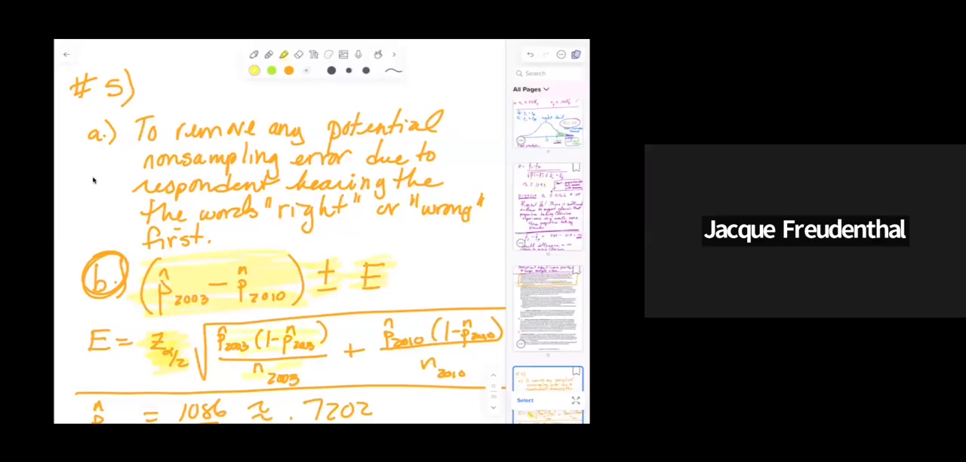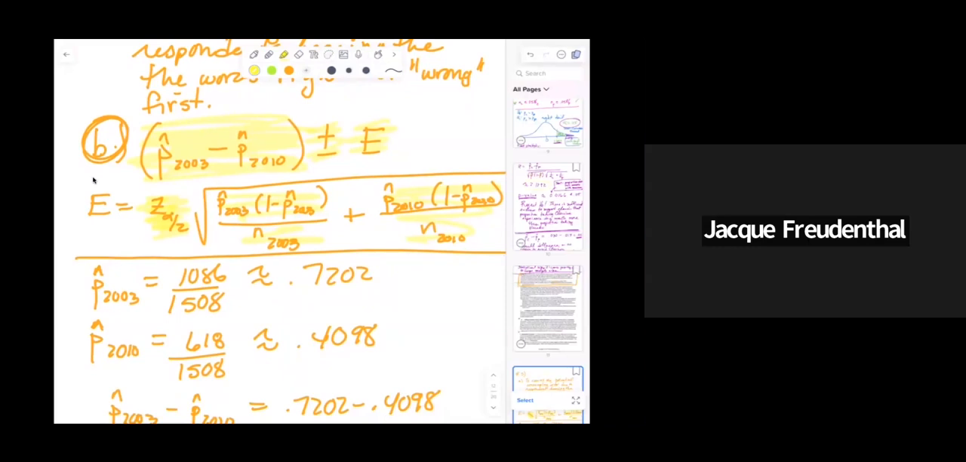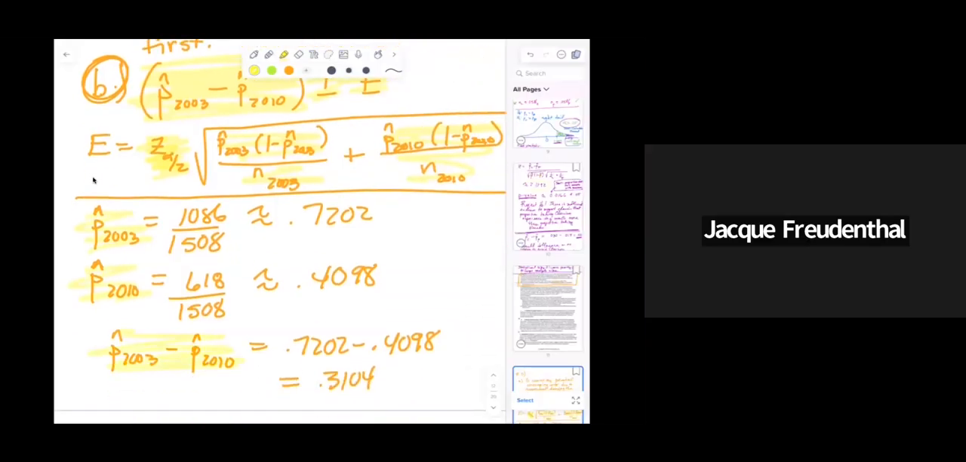And then notice here how we are not pooling the proportions. Here we keep the proportions separate. We're not using the pooled proportion because we're not assuming they're equal as we would if there was a hypothesis test. So we calculate each of the sample proportions based on the information given. So we get the proportion in 2003 and then the proportion in 2010. We calculate the difference, so subtracting those. This difference is my statistic, where I subtract error from it and then I add error to it to get my lower and upper bounds.